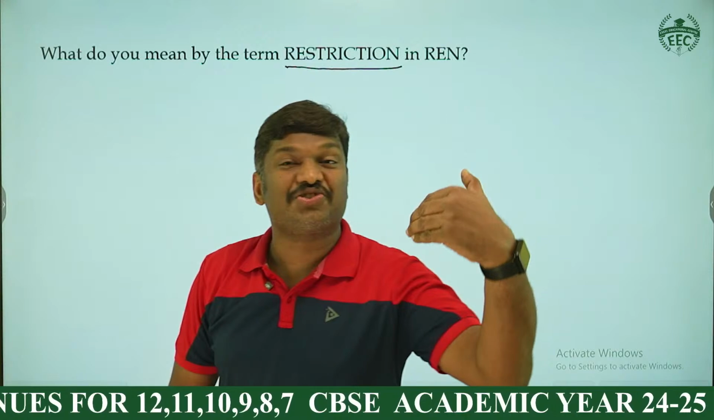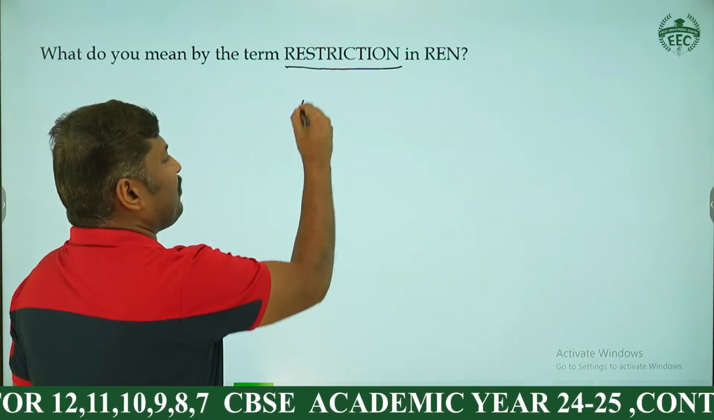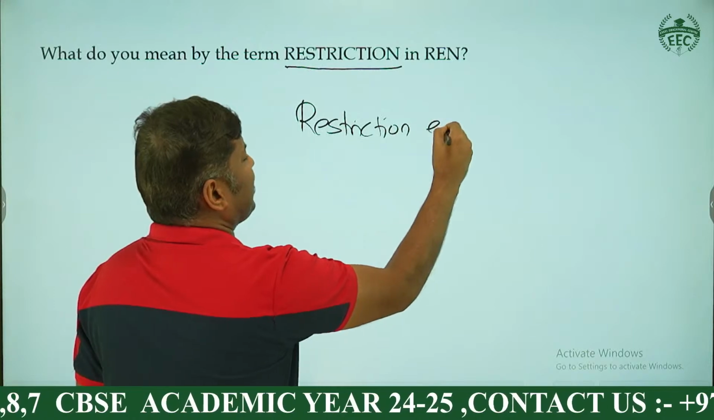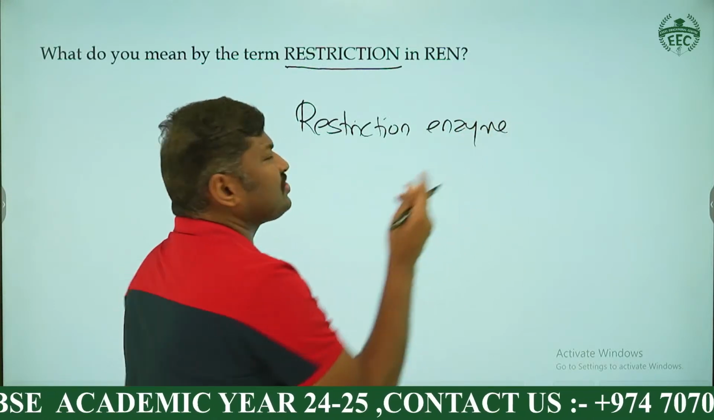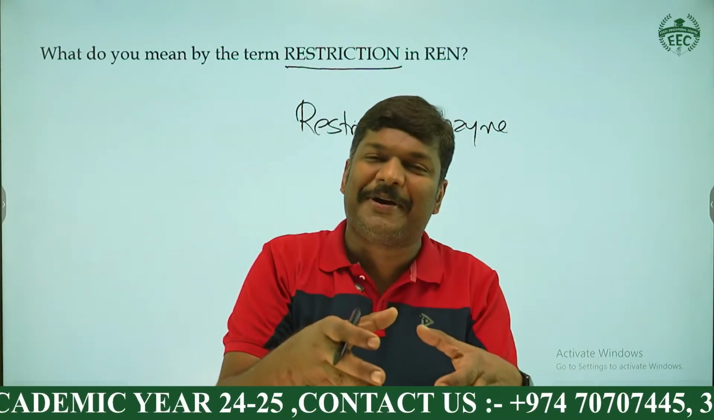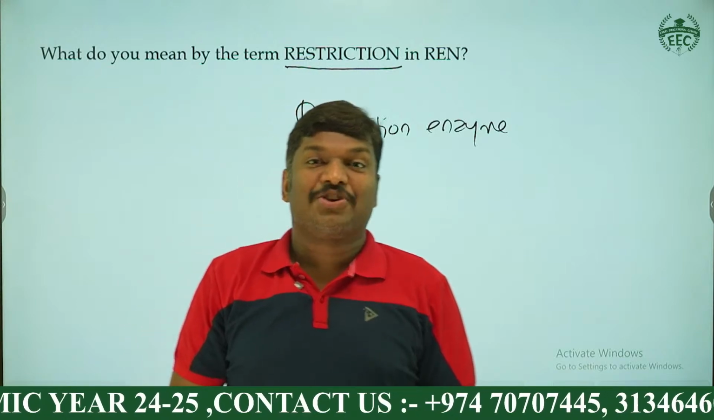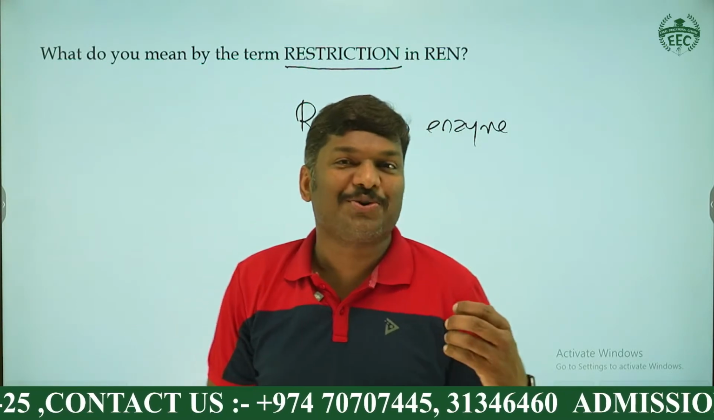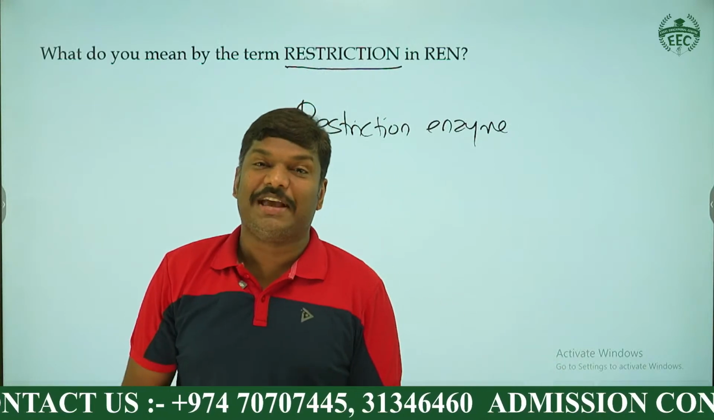One is called the restriction enzyme, and in your textbook a word is there called a restriction enzyme. What do you mean by restriction enzyme? The real word meaning restriction means what? Restricted in a particular area. And generally there are two different types of nucleases. What are the two different types of nucleases? One is called exonucleases and the other one is called endonucleases.